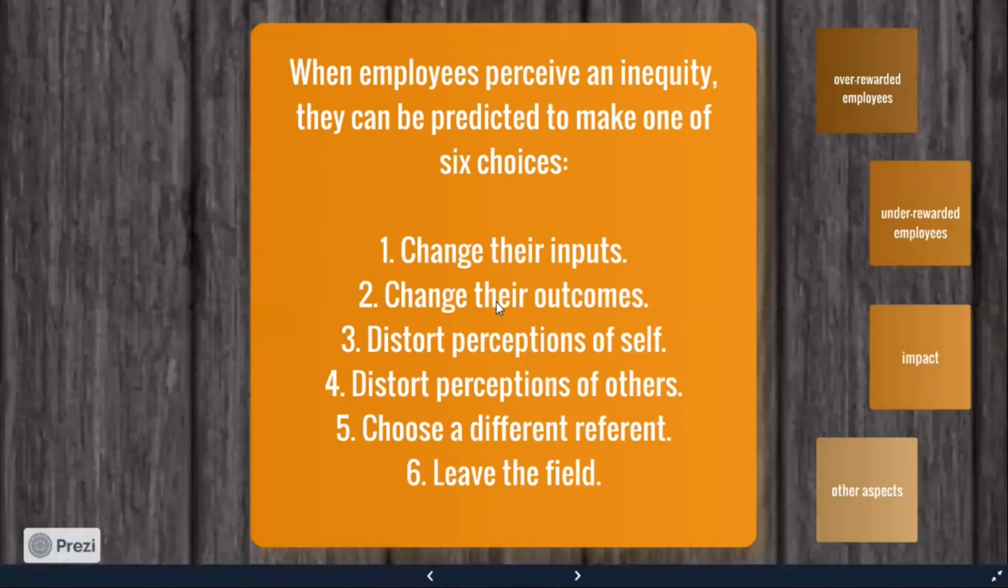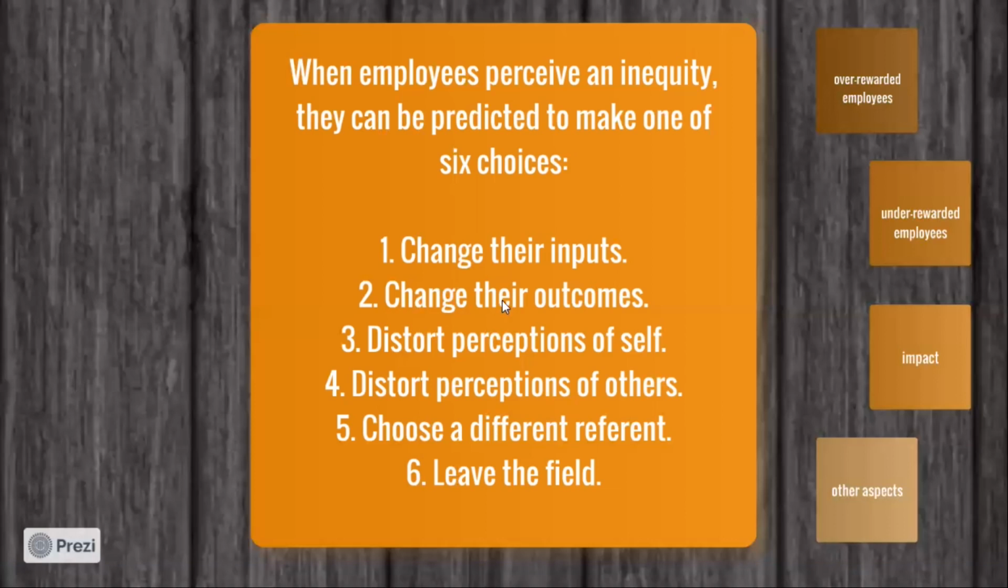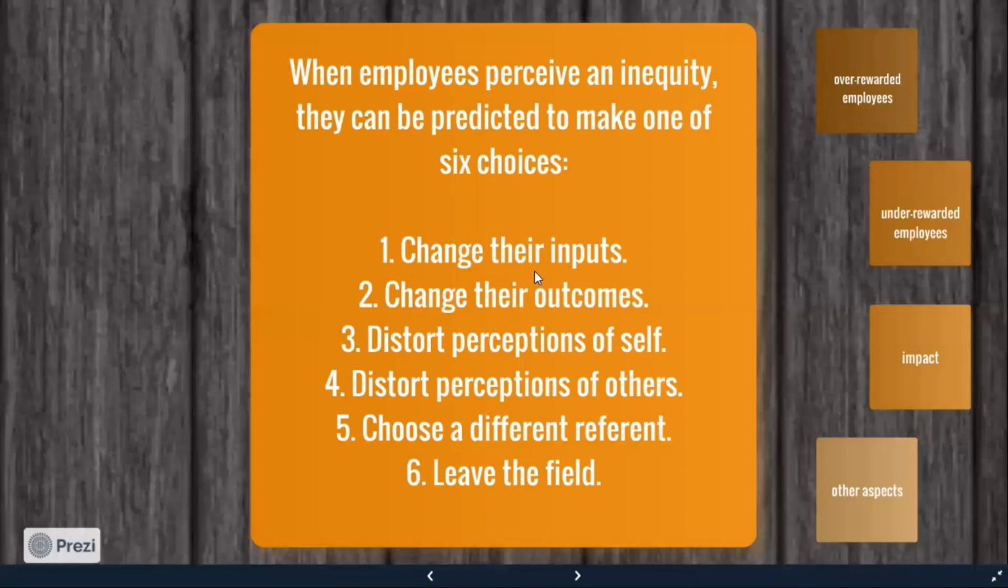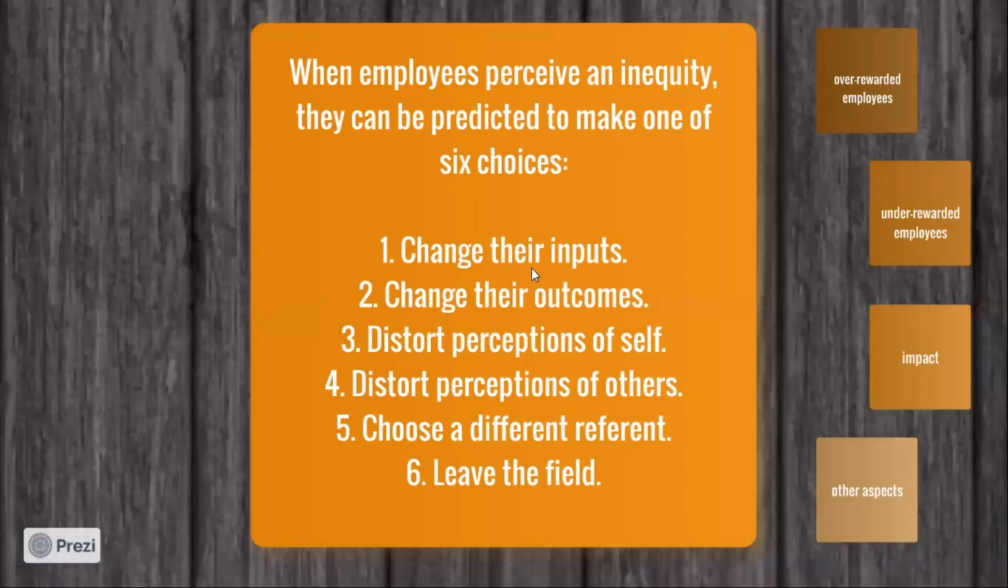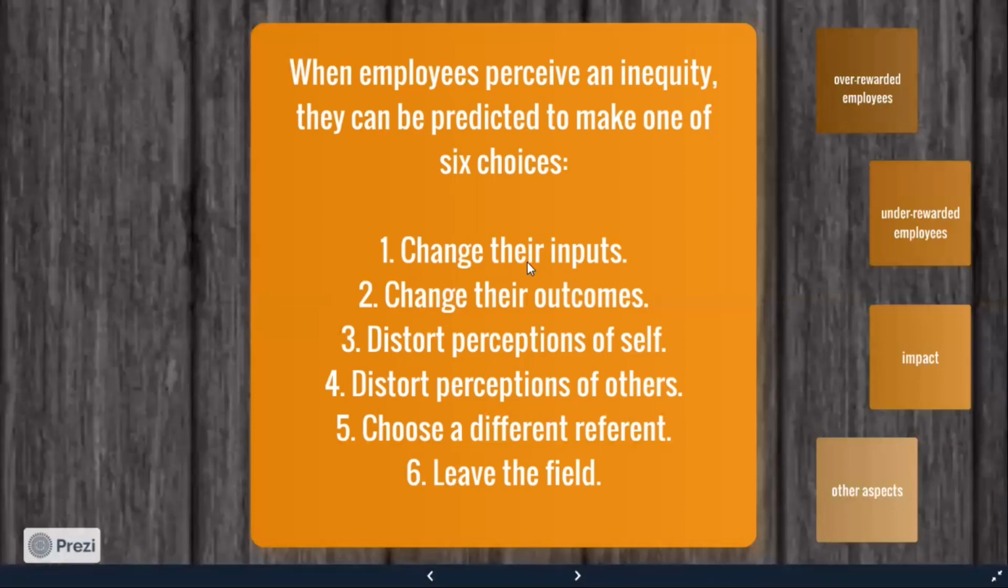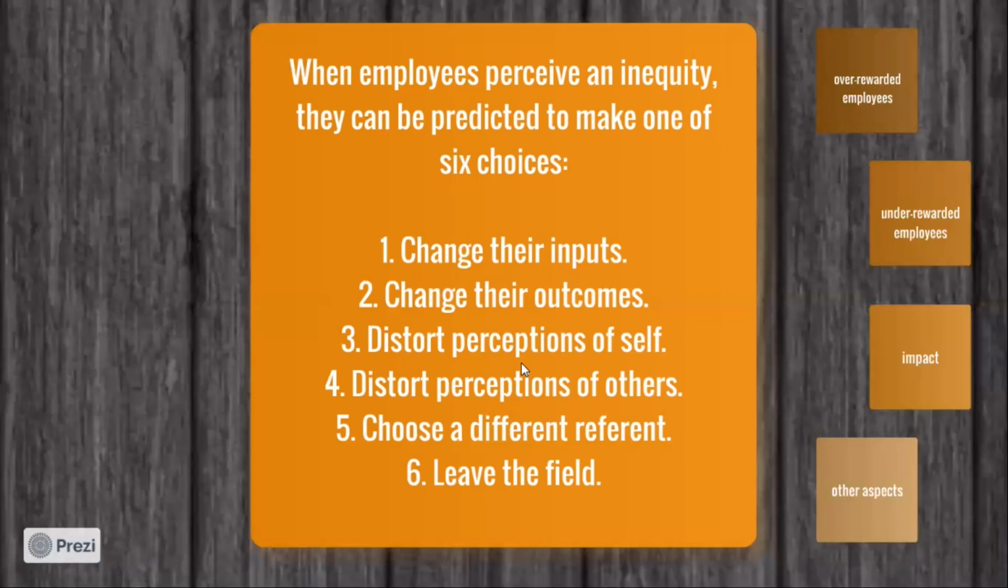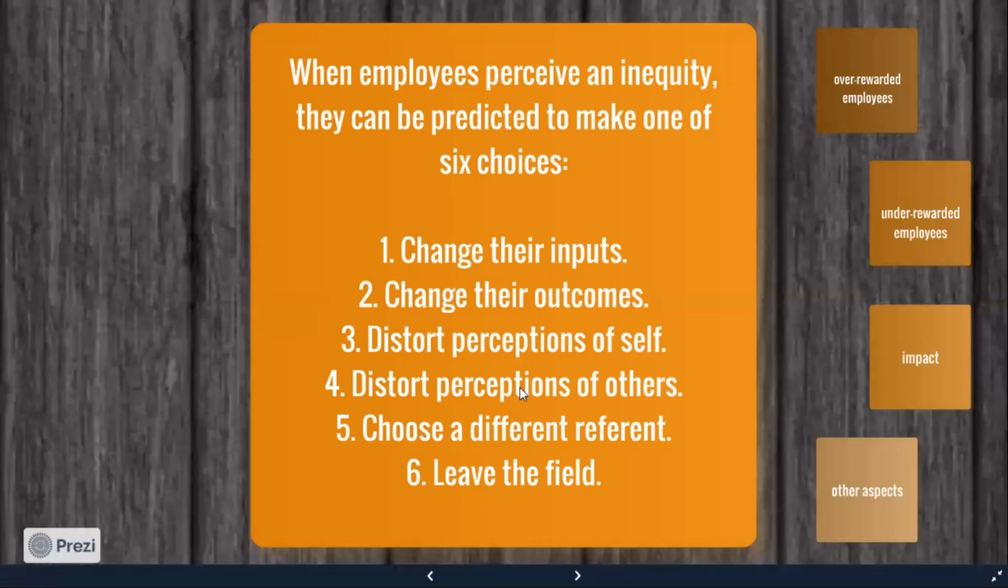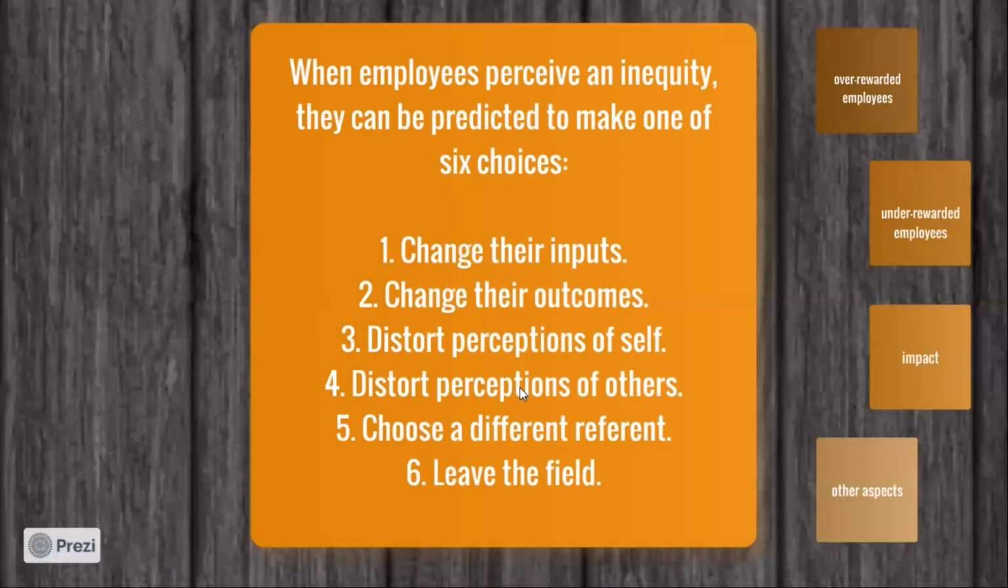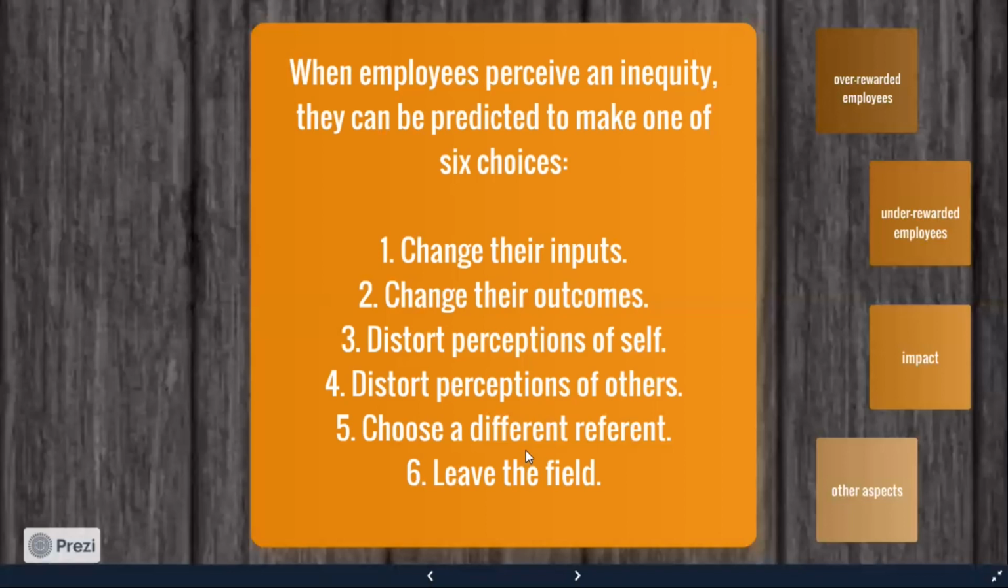Change the outcomes. That means what I get in return from the company. I can make an effort to change that by changing my inputs. Some companies have performance-based functions. So I know myself that, depending on my change in inputs, I might change my outcomes. That could be a possibility. Distort perception of self. That means how I look at myself, I may change, rightly or wrongly. Distort perceptions of others, what others think about the company, I may change, rightly or wrongly. Choose a different reference means analyze myself in a different way. Number 5 is very important.